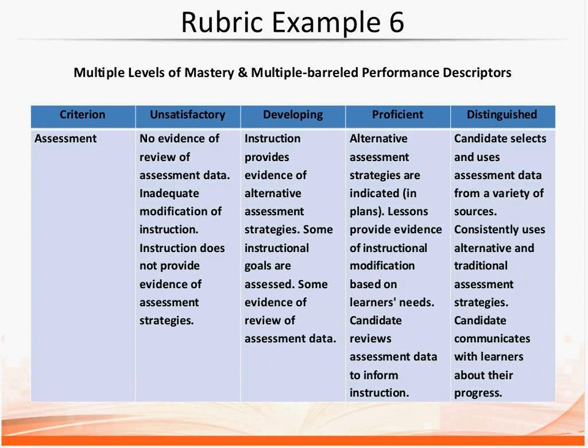The primary concern with example 6 is that the criterion being assessed is very broad and probably should be broken down to its critical elements. As a result of the broad criterion, multiple barrel descriptors are present. The flow from one level of performance to the next is very disjointed due to different indicators appearing at different levels. For example, only the developing level talks about assessing instructional goals. As a result, there are lots of possible outcomes that would not be reflected in this rubric's performance descriptors.